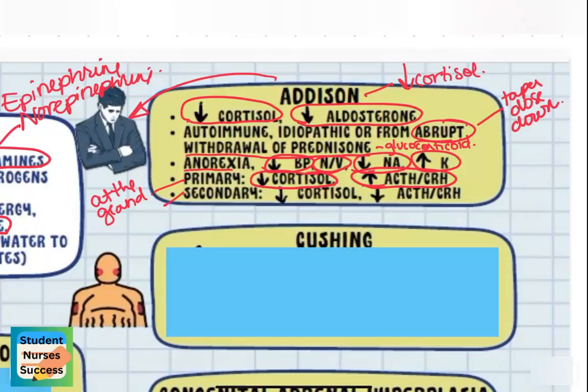In secondary, that means the problem is at the releasing site. So the problem is at the pituitary gland. The pituitary gland is not making enough ACTH, and therefore the adrenal glands never know to make cortisol, and they have decreased amounts of cortisol. So we see those moving in the same direction.